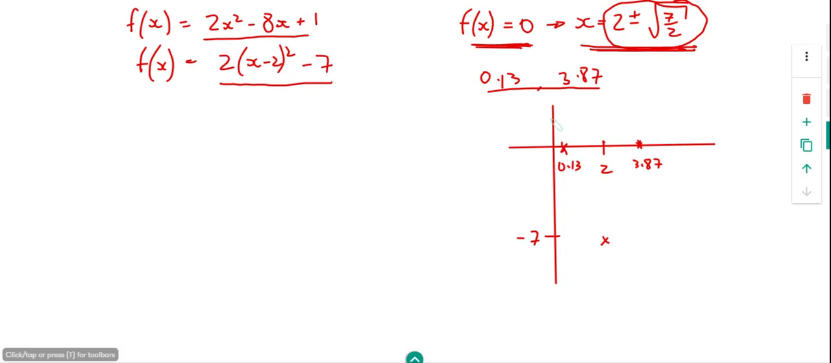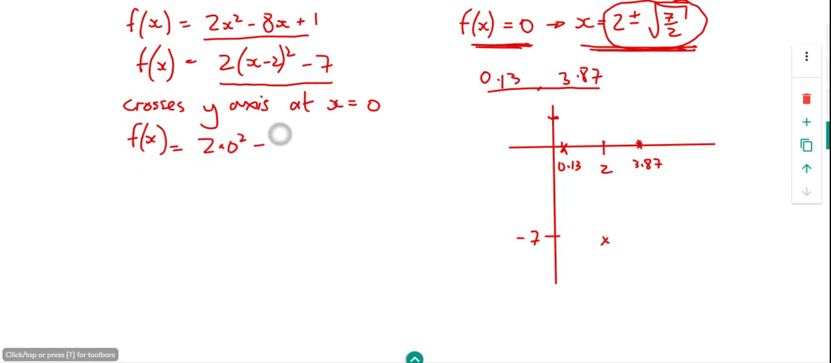And then we also want to find out where it crosses the y-axis. So all we need to do for that is it crosses the y-axis at x is equal to 0. So we could put that into either one of these. I'll just put it into the first one because it's easier to substitute in at that moment, because we get 2 times 0 squared minus 8 times 0 plus 1. And that just works out to be 1. So we know that that point is 1 there.